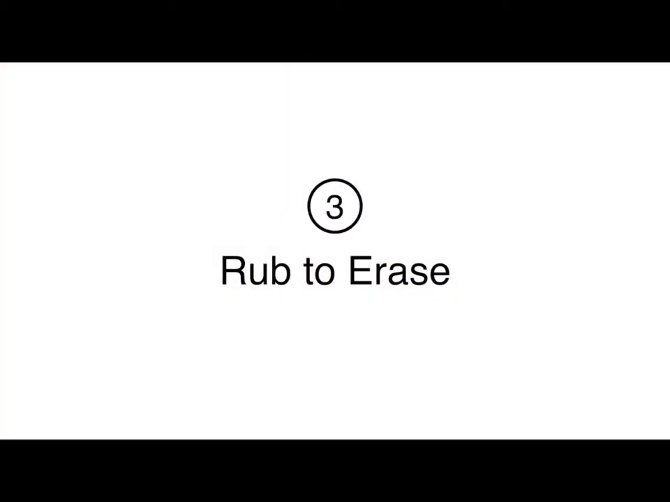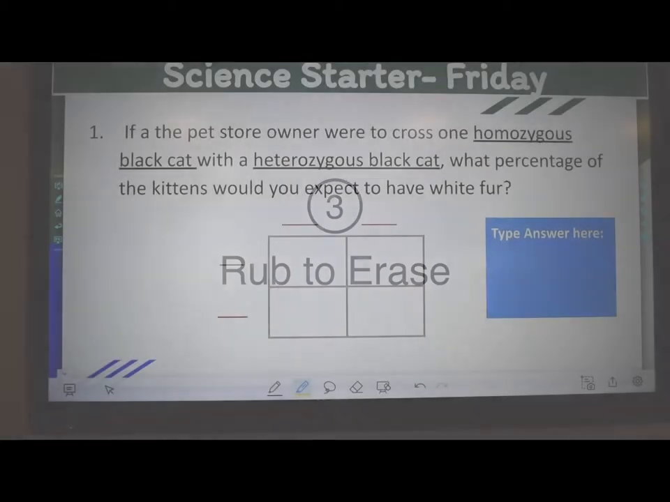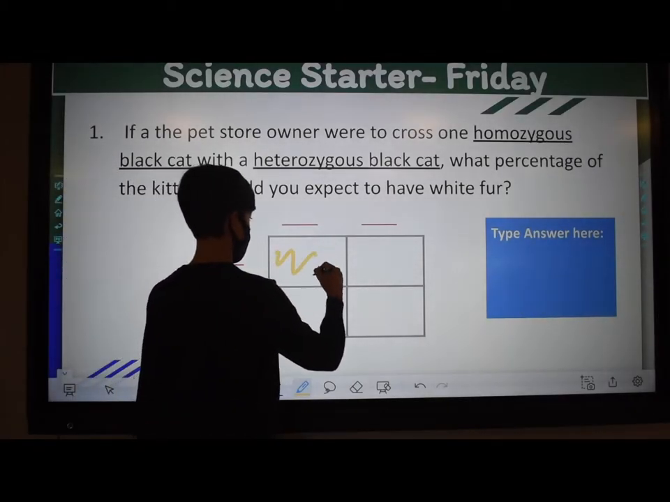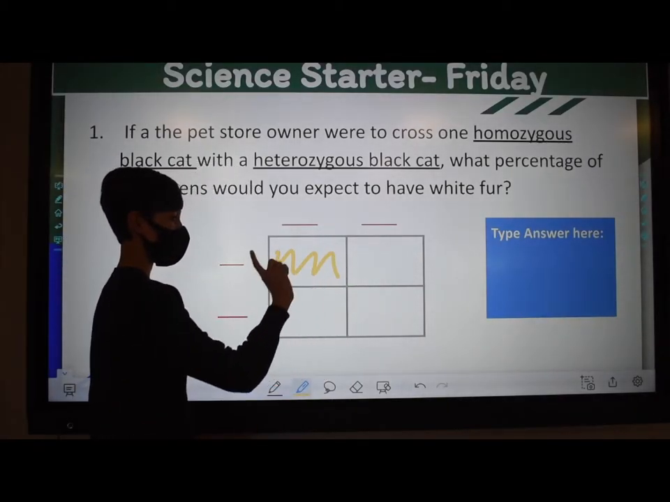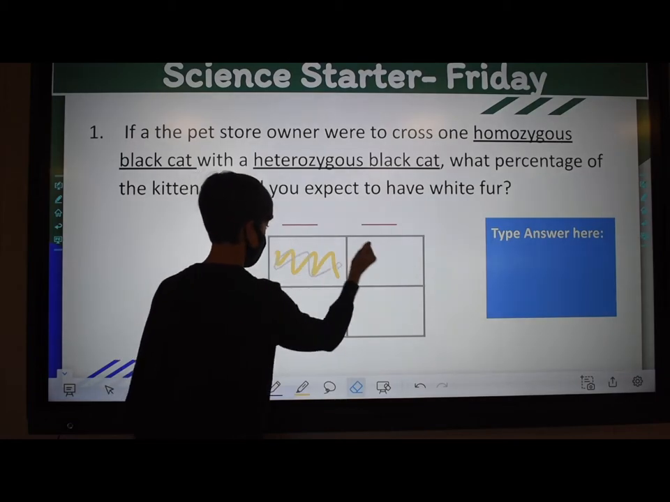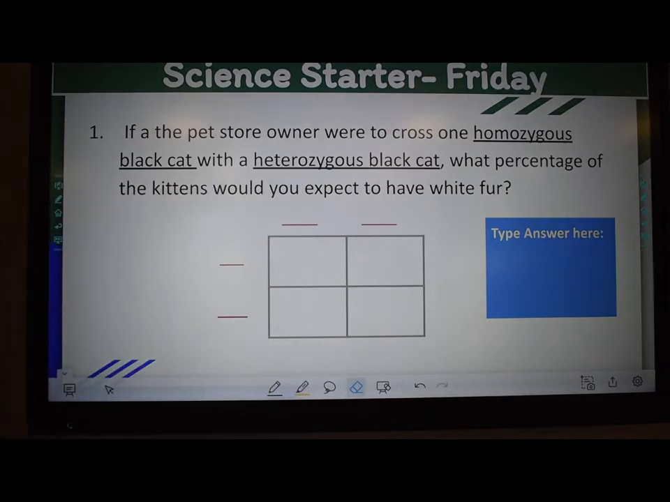Tip number 3. Rub to erase. If you've made a mistake while annotating, instead of selecting the eraser tool, rub your fist over the accidental annotation.